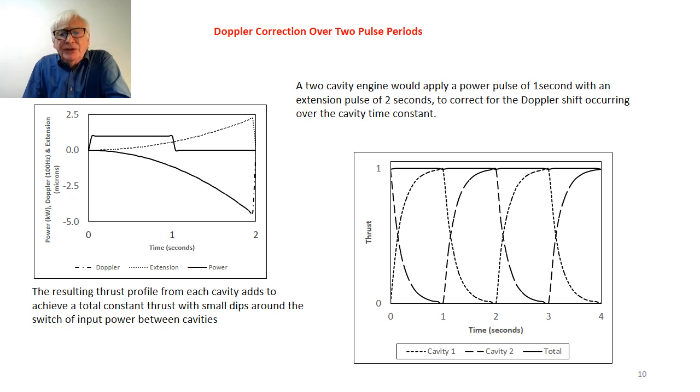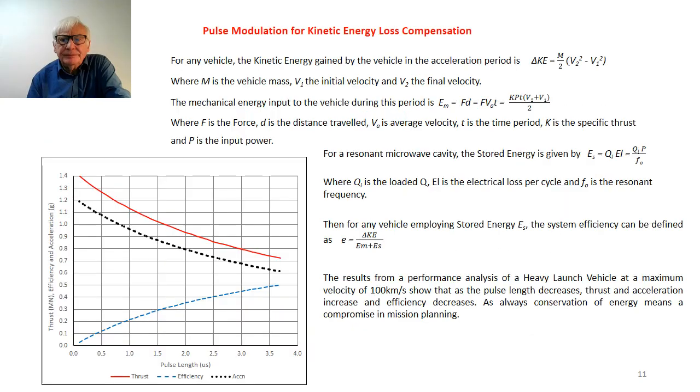So if you add the two thrust characteristics of the two cavities together, you can see that it's effectively a continuous output with small dips during the switch of input power between the two cavities. Now, rather conveniently, you can compensate for kinetic energy loss by using pulse modulation.